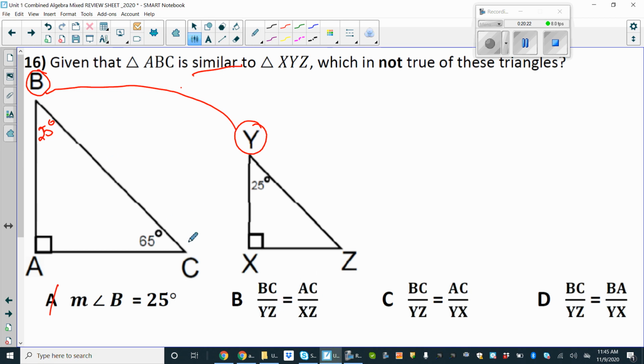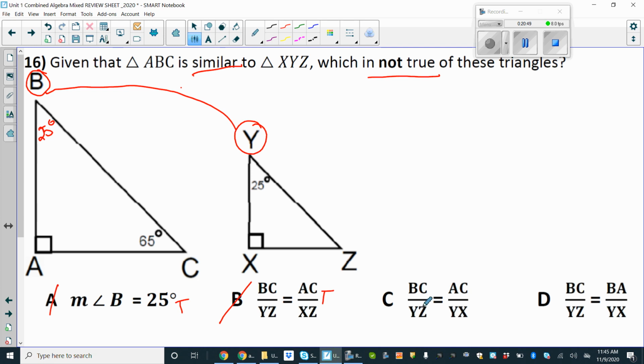Now we have to check that their sides form correct equal ratios. So BC is the diagonal of the larger divided by YZ, which is the diagonal of the smaller. So it's the same corresponding sides. Diagonal divided by diagonal. Now we have AC in the numerator, which is the bottom of the larger, divided by XZ, which is the bottom of the smaller. So that's also true. So that's out, because we want to know which one's not true.